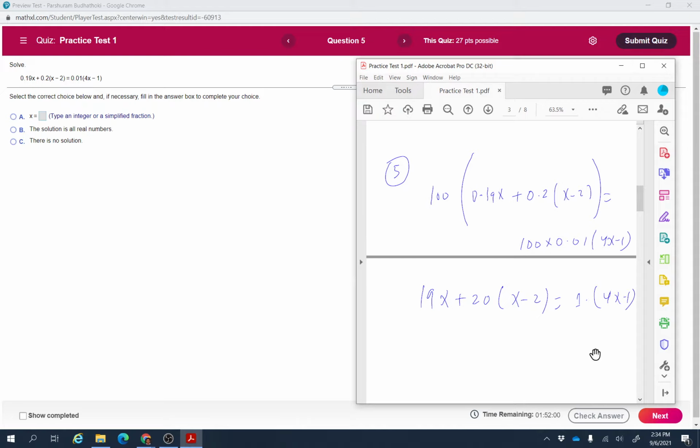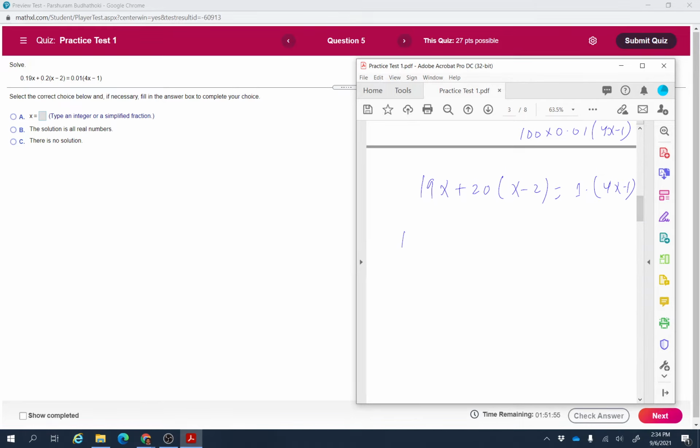Now this problem is an easy problem. Just distribute this 20, it will be 19x, 4x minus. Bring this 4x on the left side, 40 on the right side by adding 40 and then subtracting. So 19x plus this is 16x, this is gone. 40 minus 1 is 30.